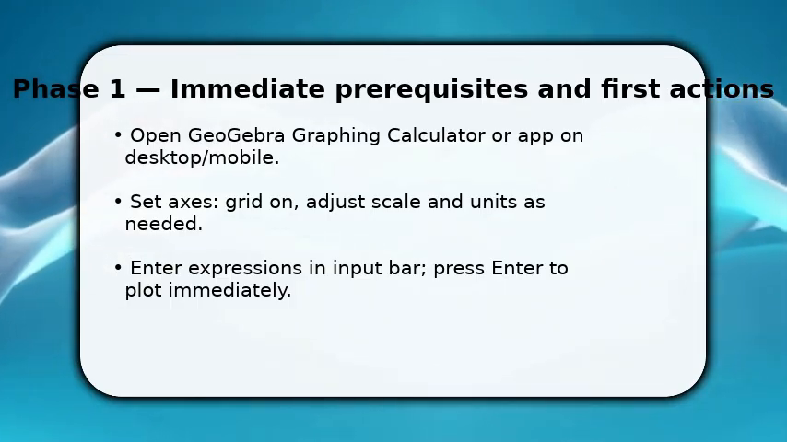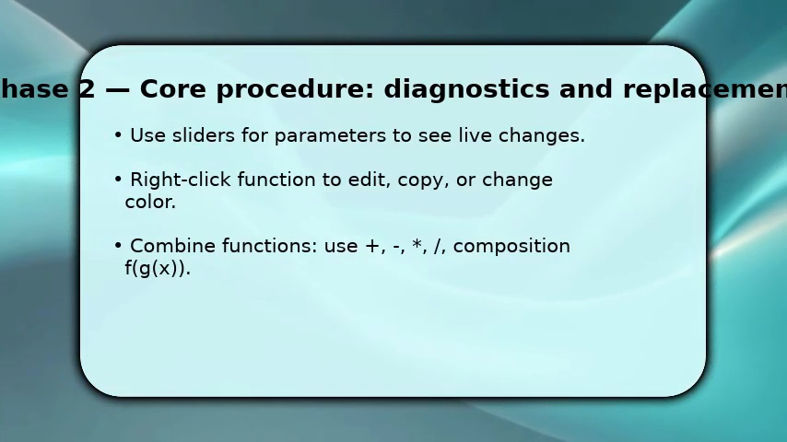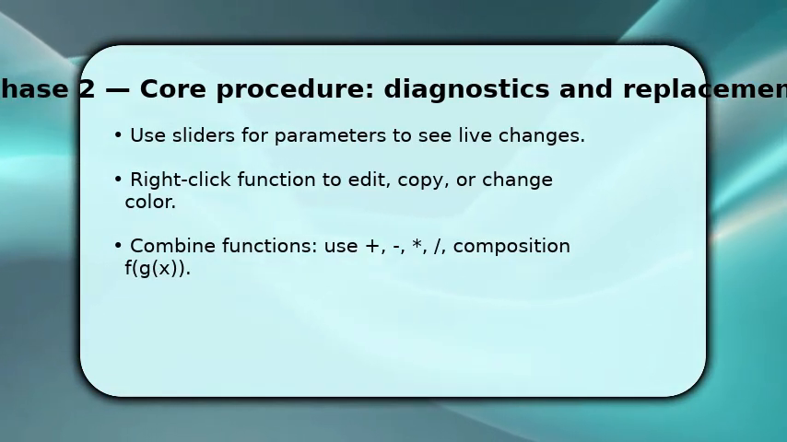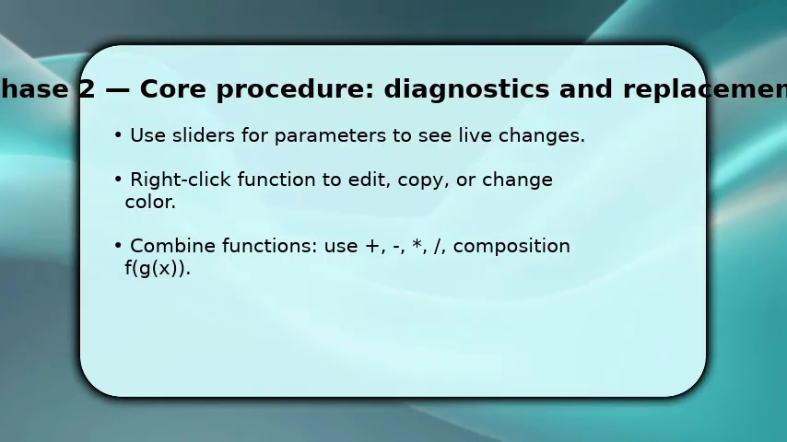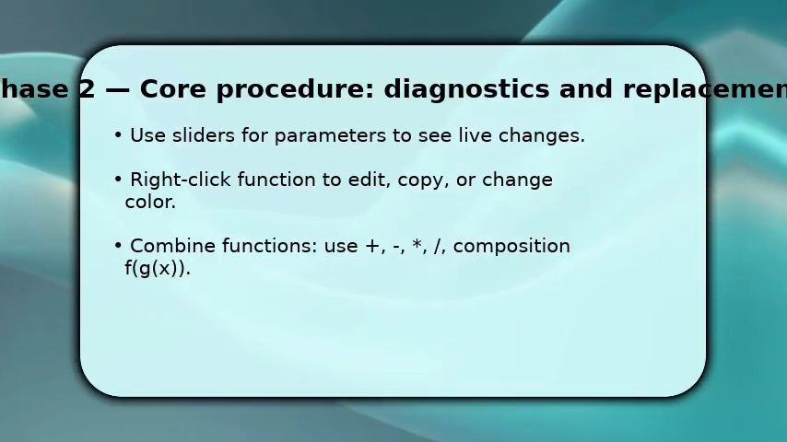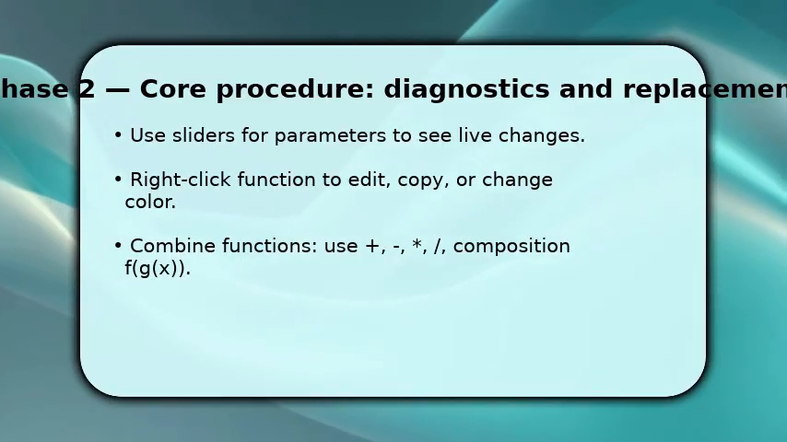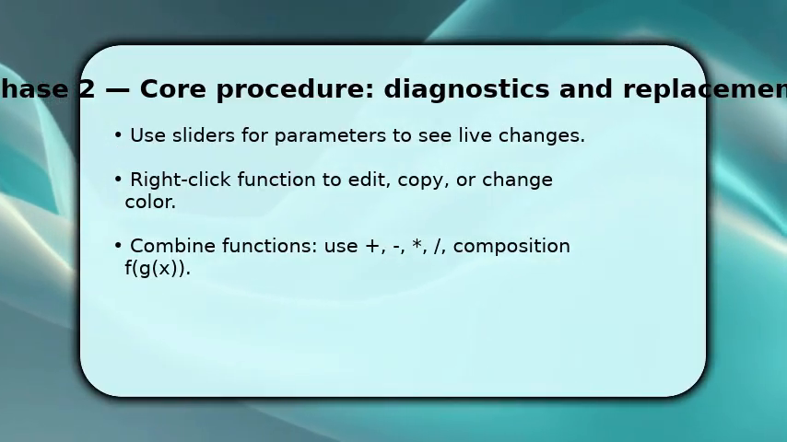Now you build complexity by adding parameters and interactive controls. Create a slider for a coefficient or exponent so you can drag and observe effects in real time. This is how you learn parameter sensitivity. Use the object list or right-click a function to edit its formula, style, and domain. Change color and thickness for clarity.